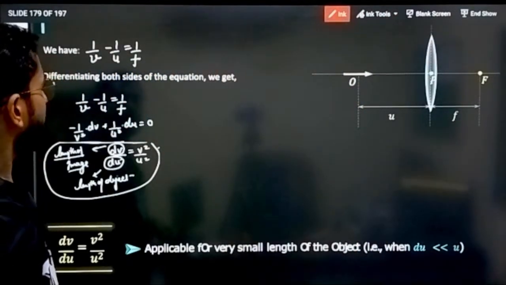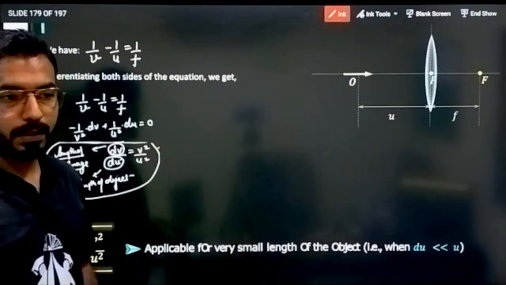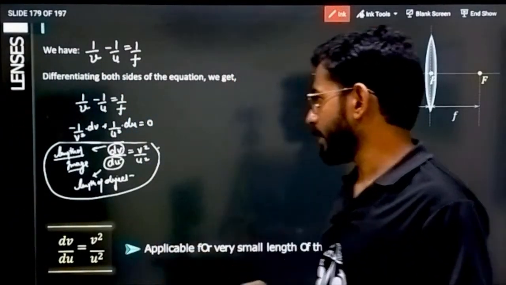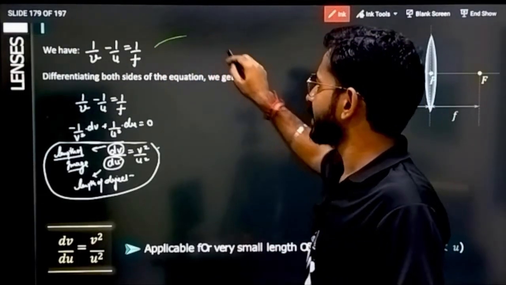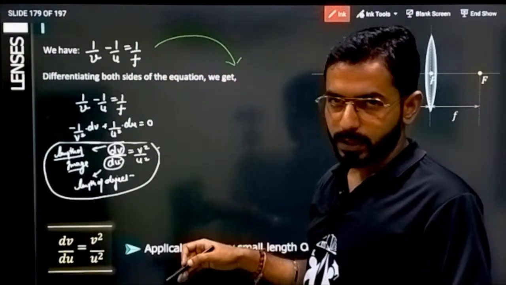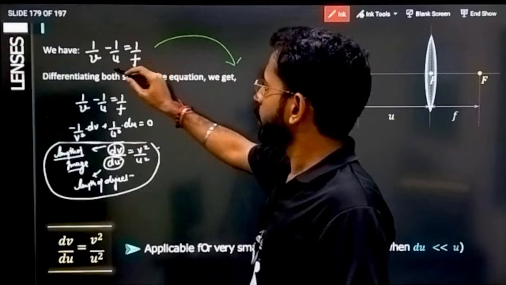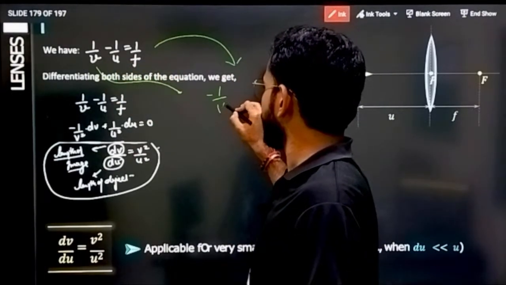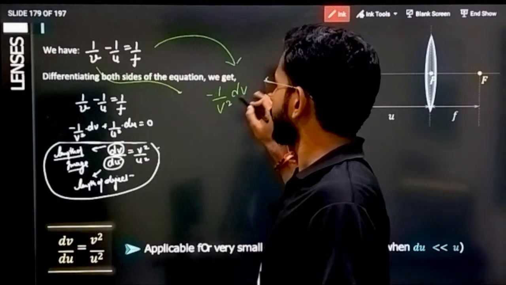See, now let's suppose there is a longitudinal magnification. I have told you that we are going to see both of the cases. What will happen if there is a longitudinal magnification? Nothing, just differentiate it. Here you will be differentiating 1 by v. 1 by v differentiation is going to give you minus 1 by v square into dv.